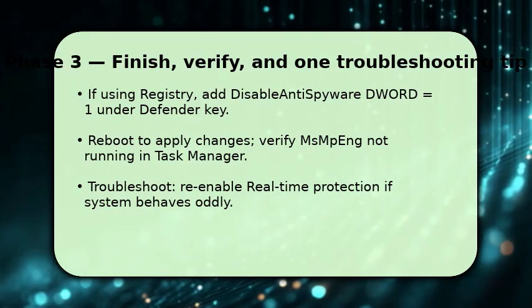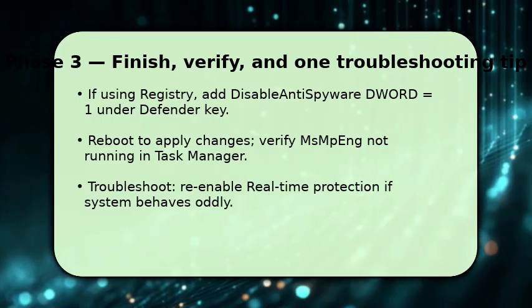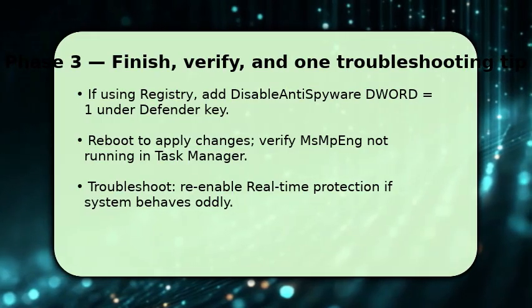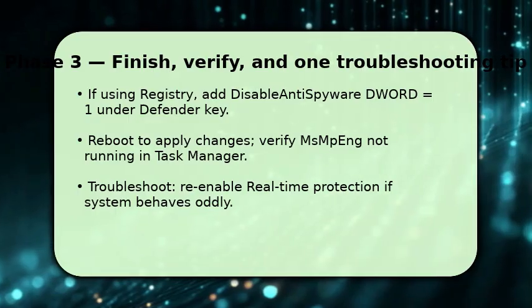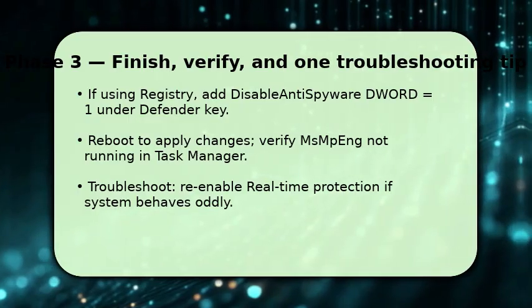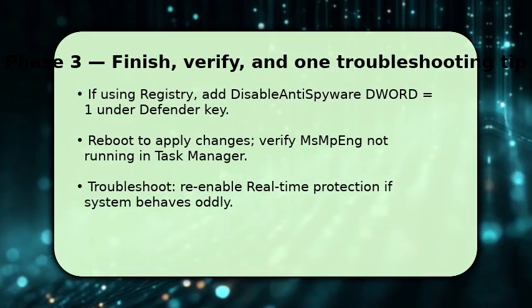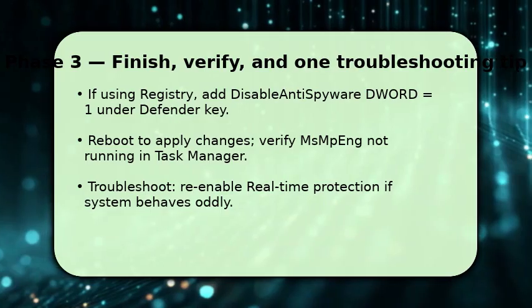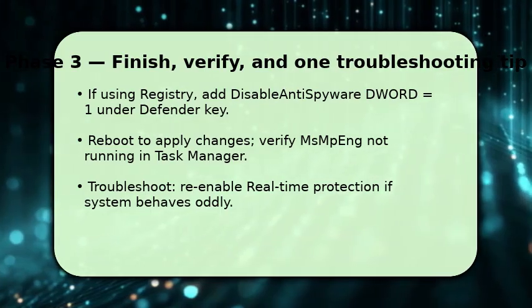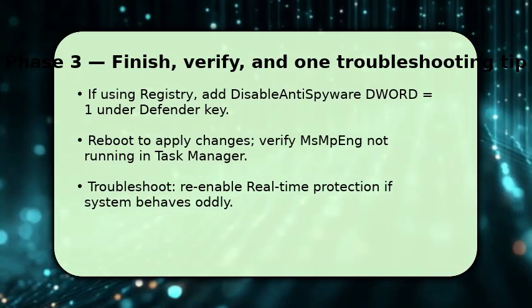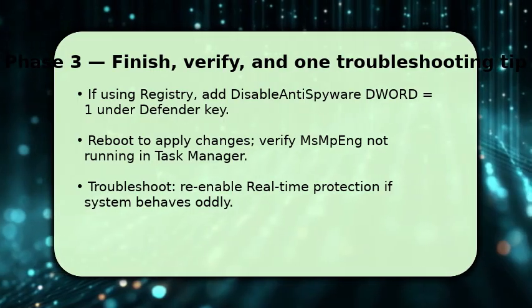Finally, implement the registry or policy change, and then reboot so the system applies your setting. For registry, create DisableAntiSpyware DWORD equals 1 under HKLM/Software/Policies/Microsoft/Windows Defender. After restart, open Task Manager to confirm MsMpEng is not running.